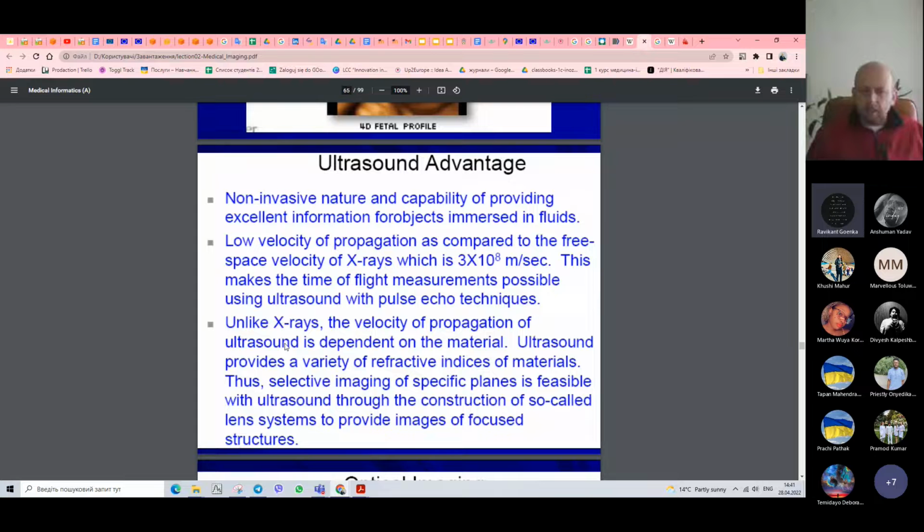Unlike X-ray, the velocity of propagation of ultrasound is dependent on the material. Ultrasound provides a variety of reflective indices of materials. Thus, selective imaging of specific planes is feasible with ultrasound through the construction of a so-called lens system to provide an image of focused structure.